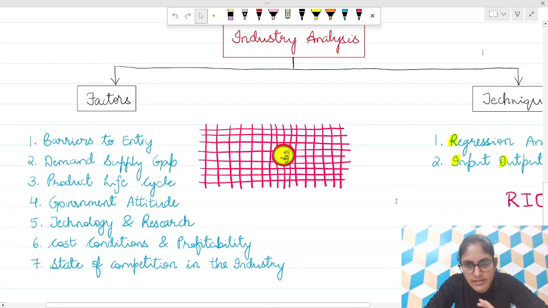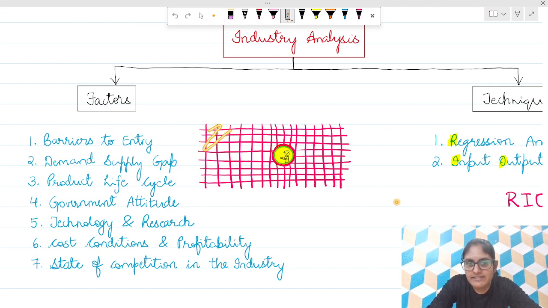So factors. See this picture. These are the barriers to entry. In that you can see a gap, that is the demand supply gap. That gap is of which shape? That is round. So that is product life cycle.